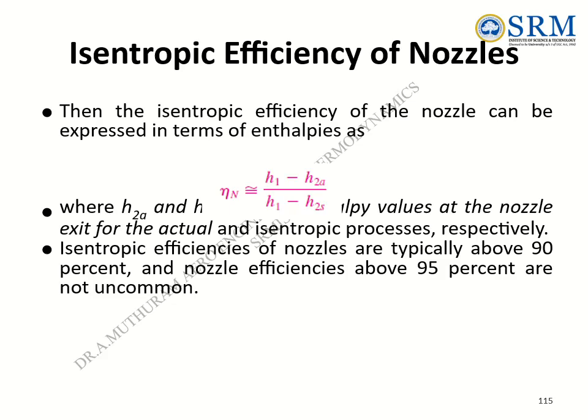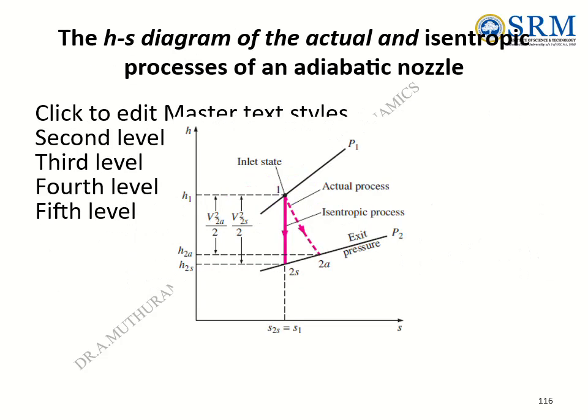Then the isentropic efficiency of the nozzle can be expressed in terms of enthalpies as, where h2a and h2s are the enthalpy values at the nozzle exit for the actual and isentropic processes, respectively. Isentropic efficiencies of nozzles are typically above 90%, and nozzle efficiencies above 95% are not uncommon. The h-s diagram of the actual and isentropic processes of an adiabatic nozzle.